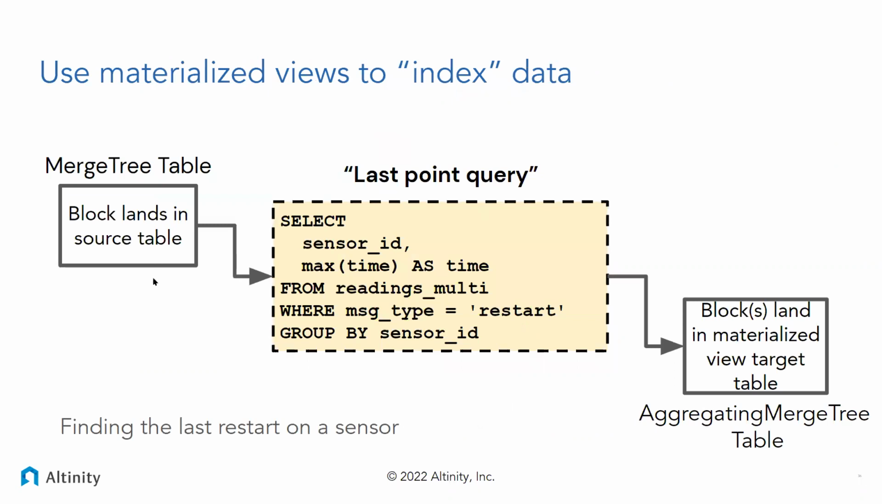This basically allows us to construct what's called a last point query, or excuse me, a last point index. And the way that we could do this is through materialized views. The way that they work is a materialized view is like a trigger. And so we're going to set one up. When a block lands in the source table, it will automatically run a query like the following over it. And then it will stick the result in a materialized view target table. And we're going to use the AggregatingMergeTree table engine.